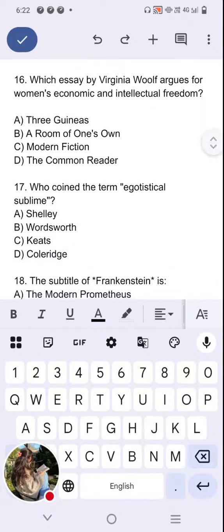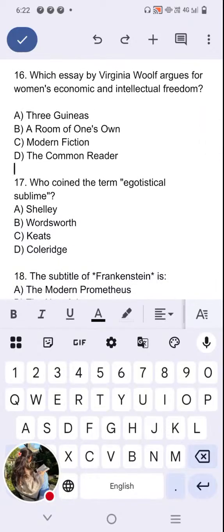Next question. Which essay by Virginia Woolf argues for women's economic and intellectual freedom? Option A, Three Guineas. Option B, A Room of One's Own. Option C, Modern Fiction. Option D, The Common Reader. We already discussed this work in a previous question actually. Which essay of Woolf talks about women's economic and intellectual freedom?